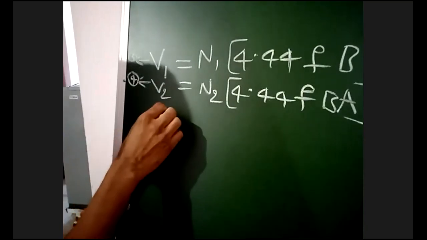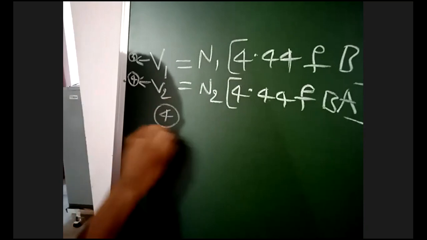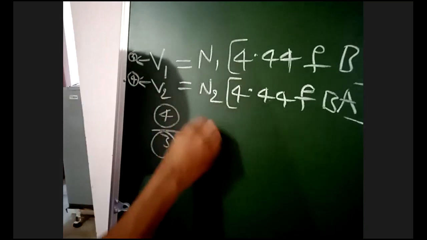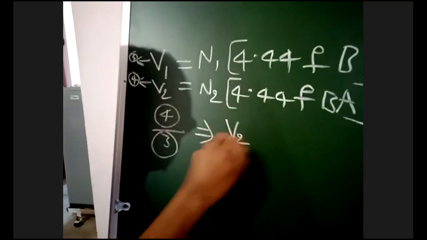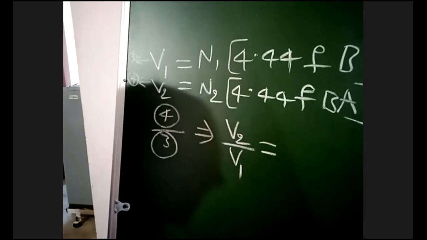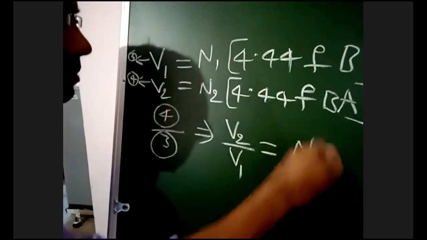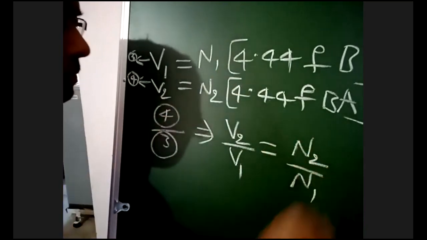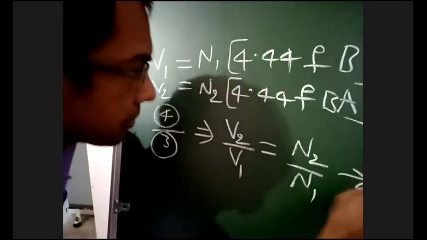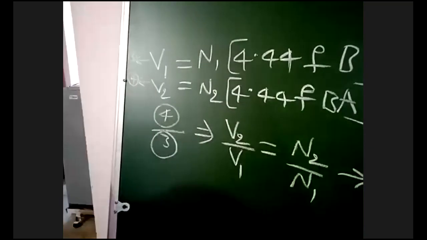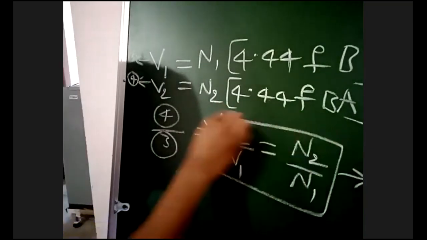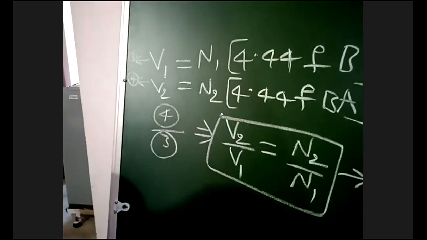Now I am taking equation 4 by 3. That is V2 by V1 or E2 by E1. V2 by V1 is equal to, cancel all this, what you will get? N2 by N1. Let it be equation 5. V2 by V1 is equal to N2 by N1. This relation is very important.